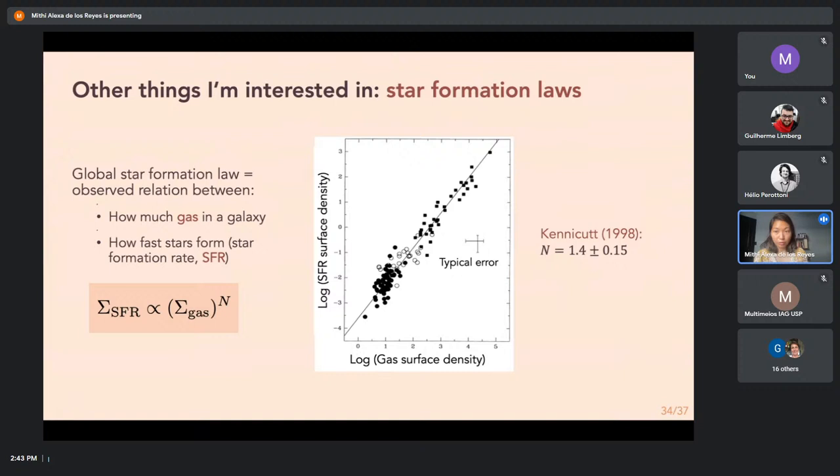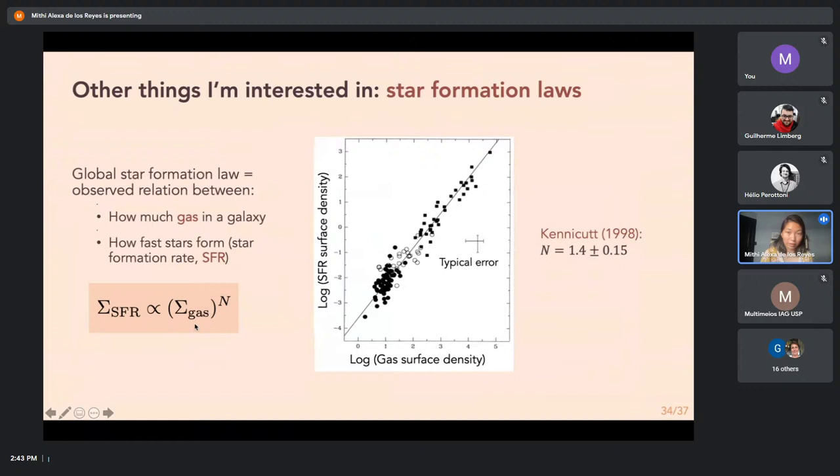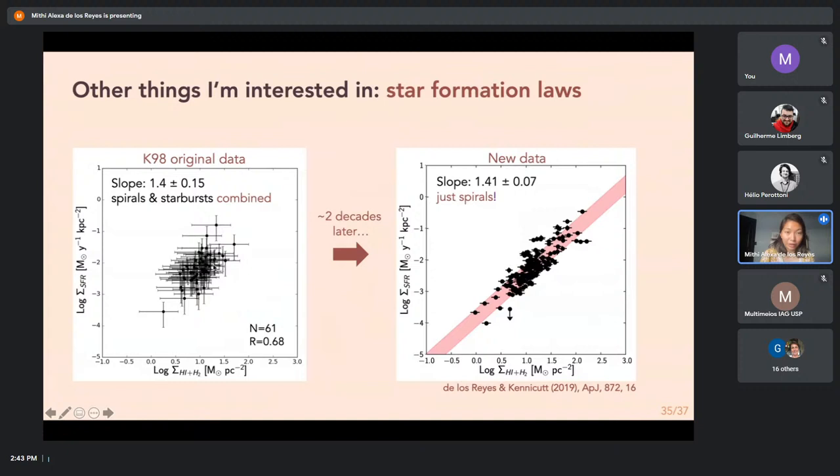The main issue is that in 1998, our data were not as good as they are today. Here I've replotted Rob's original data, just the points from these spiral galaxies down here, and now I've plotted them with error bars. We can see that it's a little bit difficult to see how you might easily fit a convincing line with a convincing slope there.